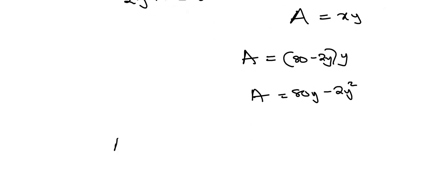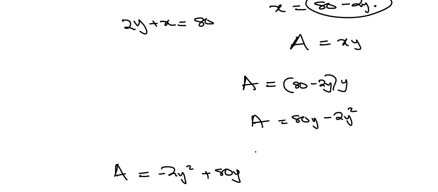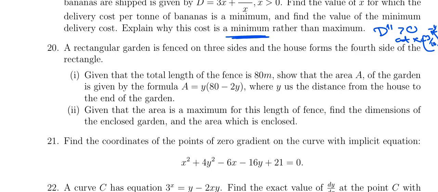This gives us A is equal to negative 2y squared plus 80y. Then you complete the square here. This has been the answer to the first question. We've derived it because they said, given that the total length of the fence is 80, show that the area of the garden is equal to this. We've done that. Then the last part says, given that the area is a maximum for this fence, find the dimensions of the enclosed garden, the x and the y value, and then the area enclosed.